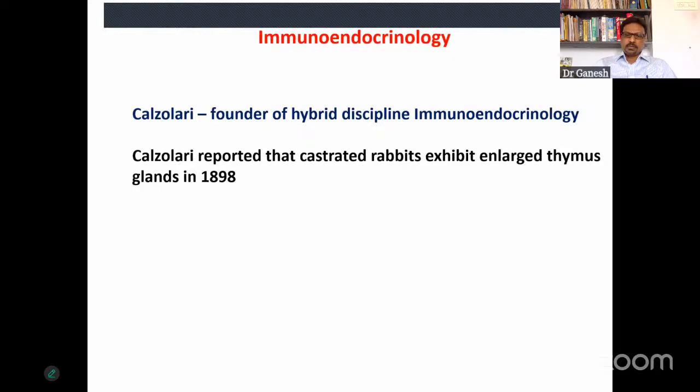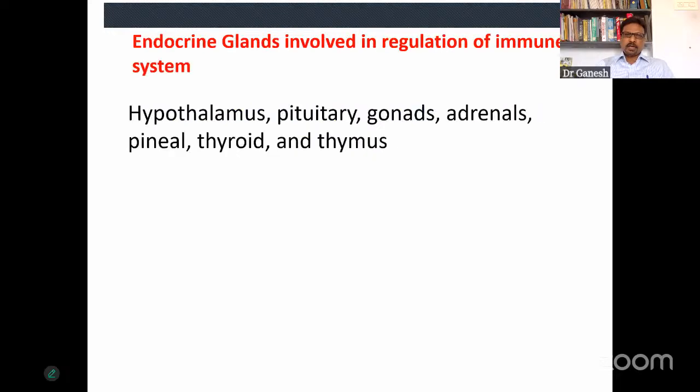This gland produces certain hormones like thymopoietin, thymosin, etc. These hormones are also involved in the regulation of the release of the T lymphocytes, because the thymus is the source where the T lymphocytes undergo differentiation as well as maturation. With this, several other works followed, which resulted in several discoveries, particularly the involvement of several endocrine glands in regulation of the immune system, like the hypothalamus, pituitary gland, gonads, adrenal, pineal, thyroid, and thymus. All these glands are known to be involved with immune regulation.